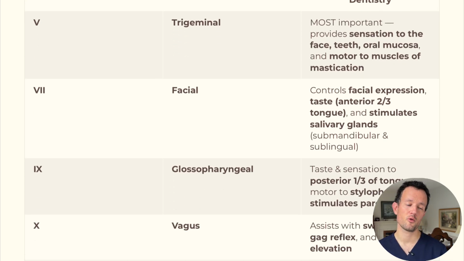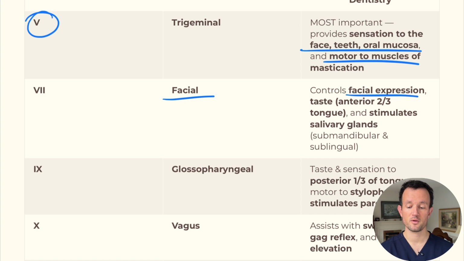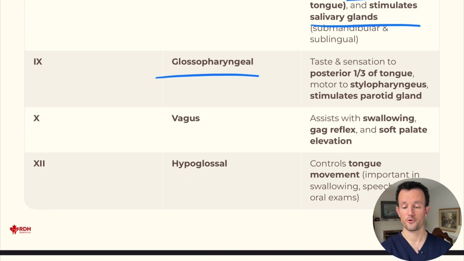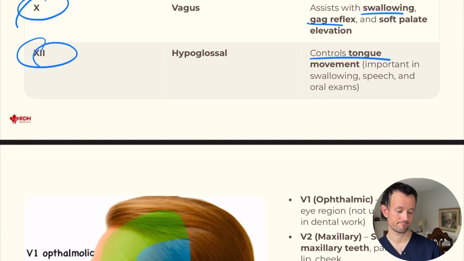So here is a little chart. You can write out how it's relevant for dentistry and dental. Write this out. Cranial nerve 5 is the most important because it's sensory and motor. Facial is just facial expression for muscles and the anterior 2/3 of the tongue, and it stimulates salivary glands. Glossopharyngeal is the back 1/3 of the tongue. Stylopharyngeus stimulates the parotid gland. Vagus nerve is with swallowing, the gag reflex, and the soft palate. And 12 controls tongue movement.